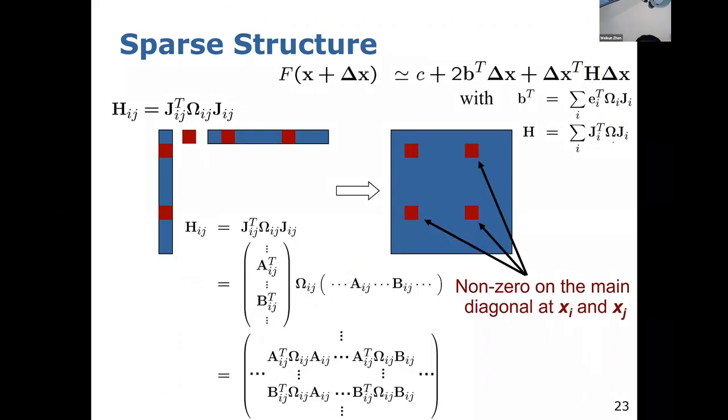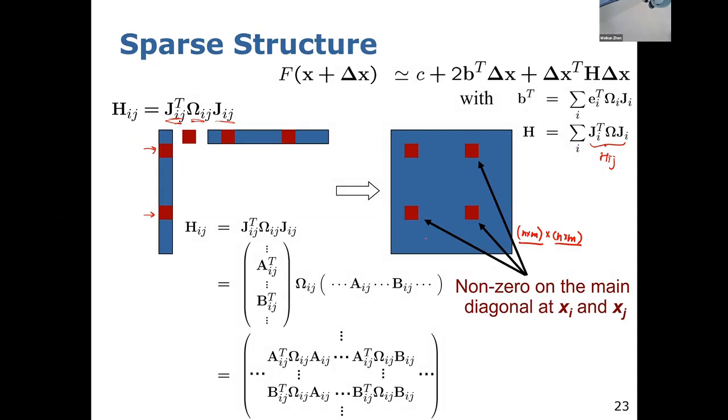And as to Hij, this is Hij. Hij has the form of the Jacobian transpose multiplied by the information matrix and then the Jacobian. If we do that multiplication, we get a matrix of size n times m by n times m, where n is the number of poses and m is the number of landmarks. But luckily, because our J has a sparse structure, the resulting H matrix is also sparse.